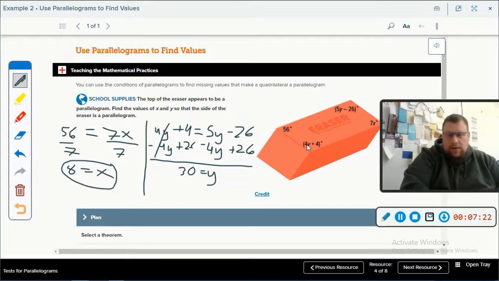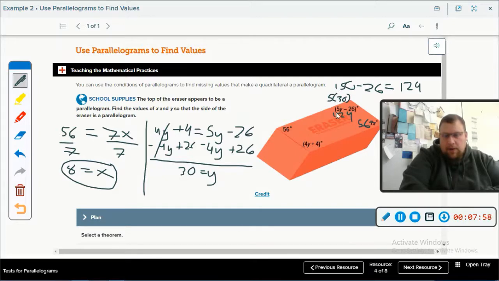And we can always check to see if this is true. 56, well, we know this has to be 56. 7 times 8 is 56, so that'll be 56 right there. And then 5 times 30 is 150, and 150 minus 26 equals 124. And just to further confirm, so we know this angle is really 124, and these should be supplementary. If it's a parallelogram, 124 plus 56 is indeed 180, so they are supplementary.